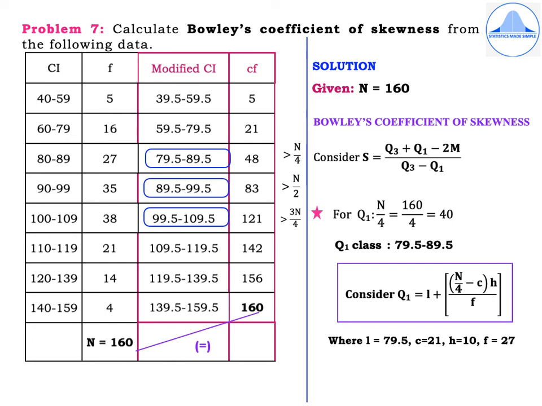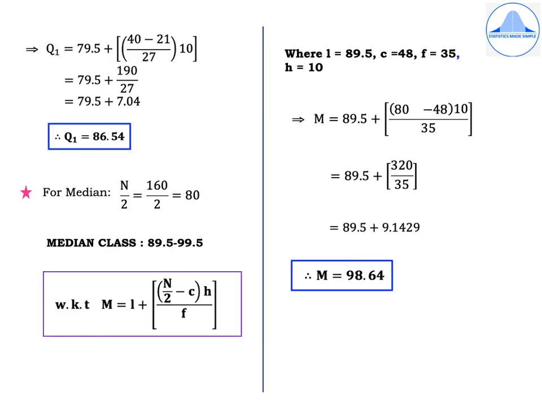Then use the formula Q1 is equal to L plus N by 4 minus C into H divided by F. So where L is equal to 79.5, C is 21, H is 10 and F is 27. Substituting all the values, you get Q1 equal to 79.5 plus 40 minus 21 by 27 into 10, which is equal to 79.5 plus 190 by 27, which is equal to 79.5 plus 7.04, or Q1 is equal to 86.54.